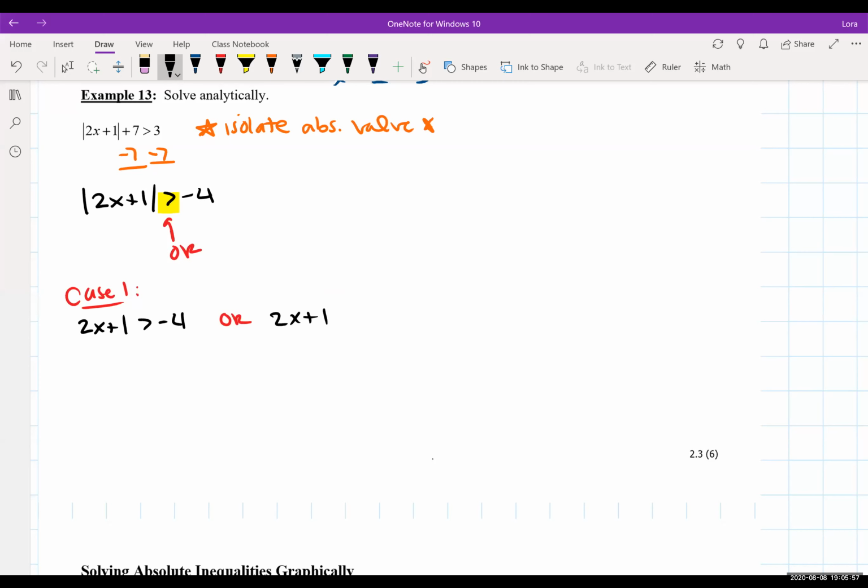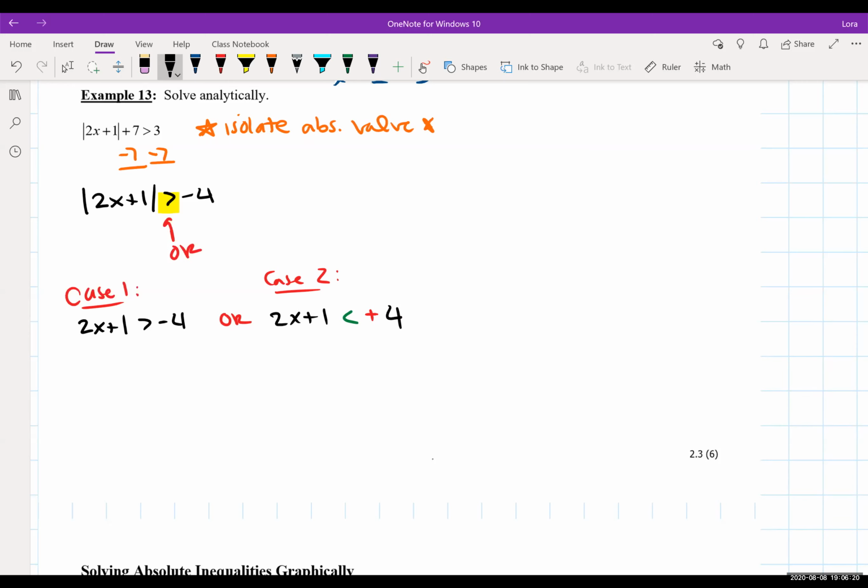2x plus 1, that's case 2. Drop the bars. Now what happens here? We've got to reverse the direction of our inequality symbol and change the sign of our number. So it will be positive 4 instead of negative 4, because we started off with the negative 4. And now we're ready to solve both inequalities.